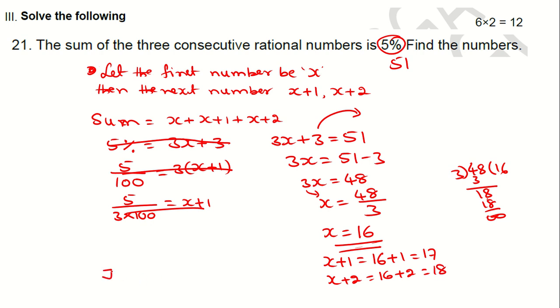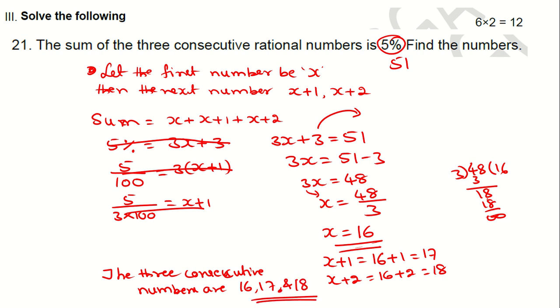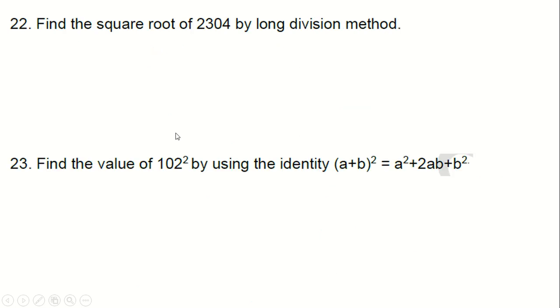At last you write: the three consecutive numbers are 16, 17 and 18. So these are the three consecutive numbers. Then we move on to the next one.